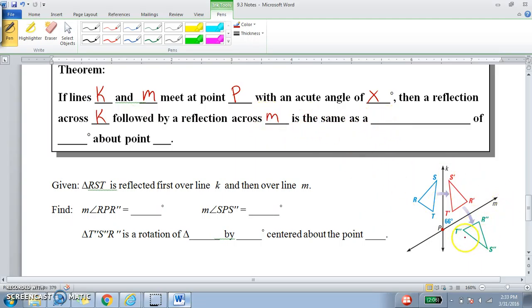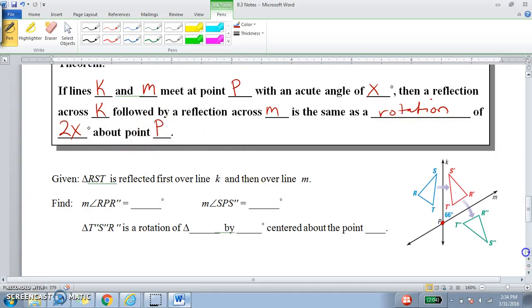This whole process, so flipping it over this line and then over this line, is the same as a rotation of 2 times whatever this angle is, which we called X, so 2 times X degrees around this point where the 2 lines intersect, P.